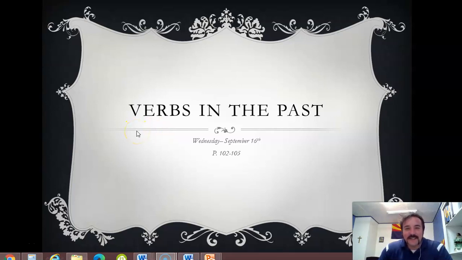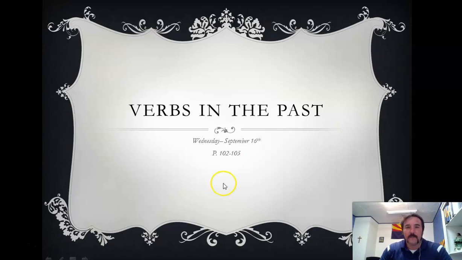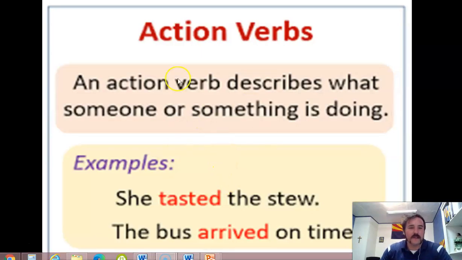Here is the deal. We are going to continue with verbs in the past. You notice I have a few pages because the point of today is to understand the difference between present and past tense verbs. And again, spoiler alert, the biggest clue is looking for that ed, which appears in most past tense verbs. But again, we really want to decipher the difference here.